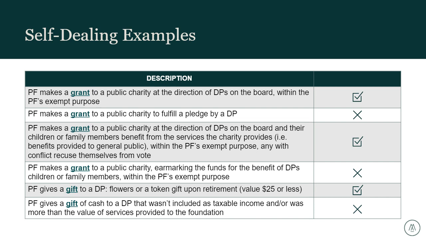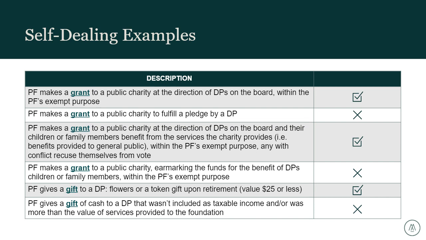Private foundation makes a grant to a public charity at the direction of disqualified persons on the board, and their children or family members benefit from the services the charity provides. So a benefit provided to the general public as well, within the private foundation's exempt purpose. If there is a conflict with the disqualified person, that person would recuse themselves from the vote, to make sure that it is an independent vote. That's usually okay. Make sure that this is documented in minutes, for example, that the person recused themselves and that they do meet the qualification.